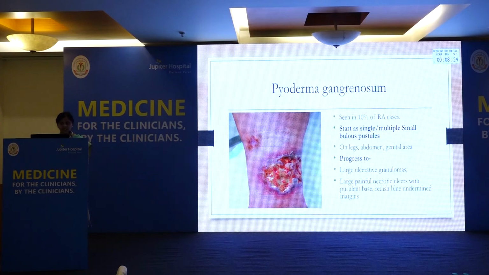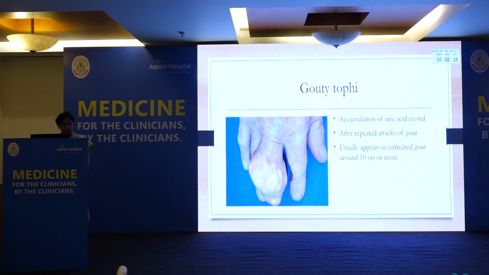So it needs high dose steroids and other treatment, and when it heals, it leaves scarring and hyperpigmented patches. This is the very common gouty tophi, which, as we all know, happens because of the accumulation of uric acid crystals due to repeated and untreated attacks of gout. It usually appears in a chronic course after 8 to 10 years of gout which is not very well controlled.